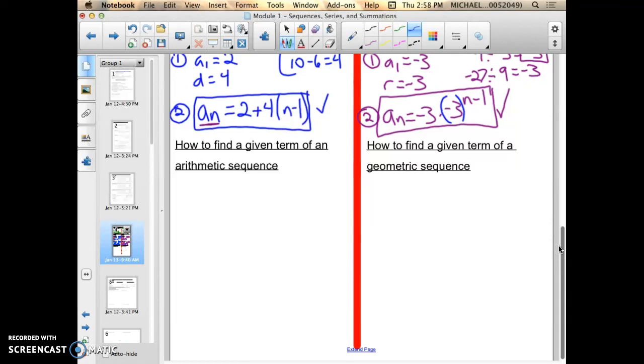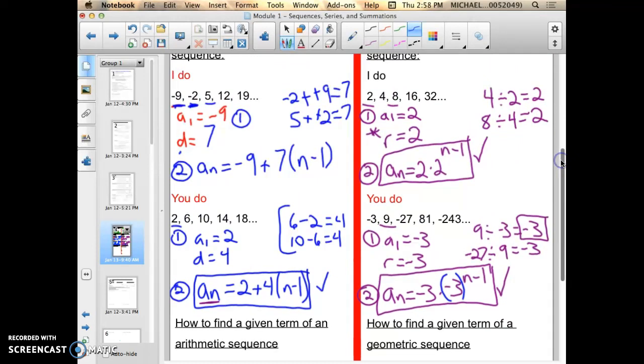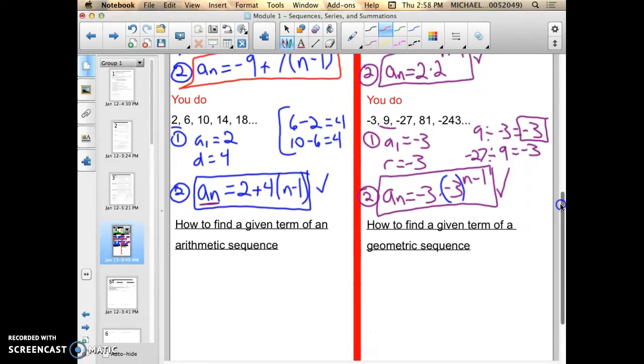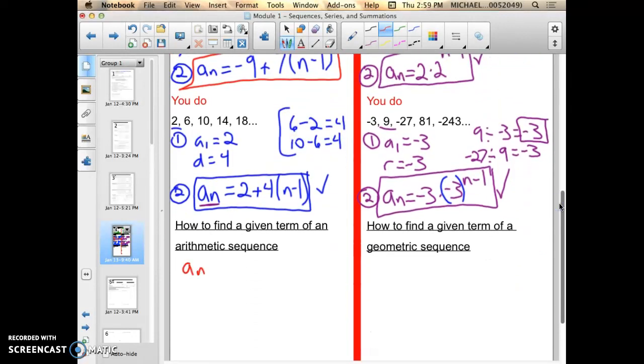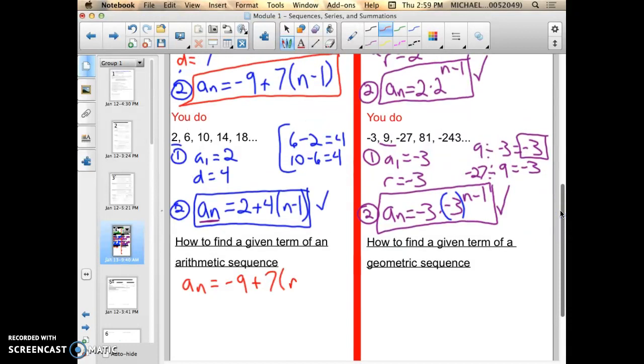So if I was going to answer this question, how to find a given term of an arithmetic sequence, I'm going to reference my I do problem, and I'm going to have you reference your you do problem. I have my arithmetic sequence that I'm going to use right here, so I'm going to rewrite that down here. a sub n equals -9 plus 7 times n minus 1. All right, that is the explicit formula.